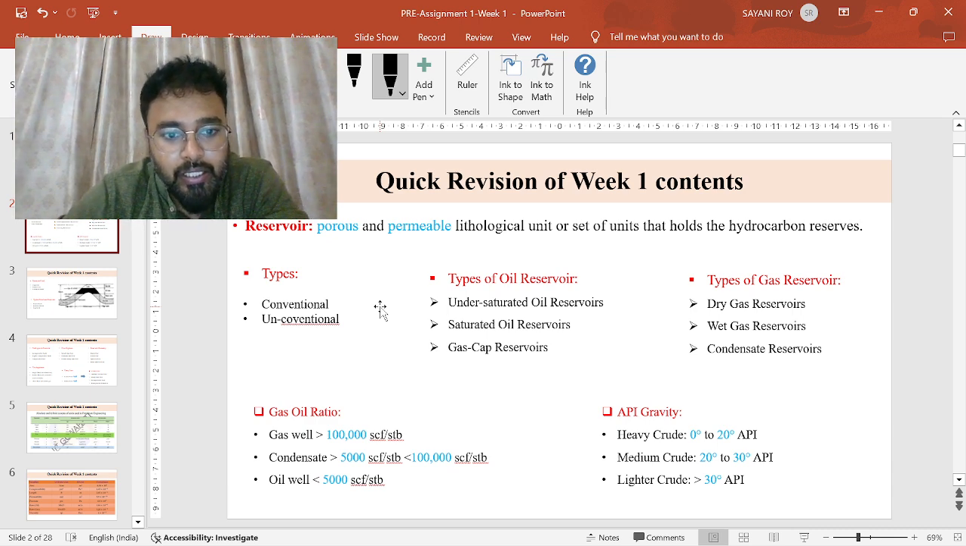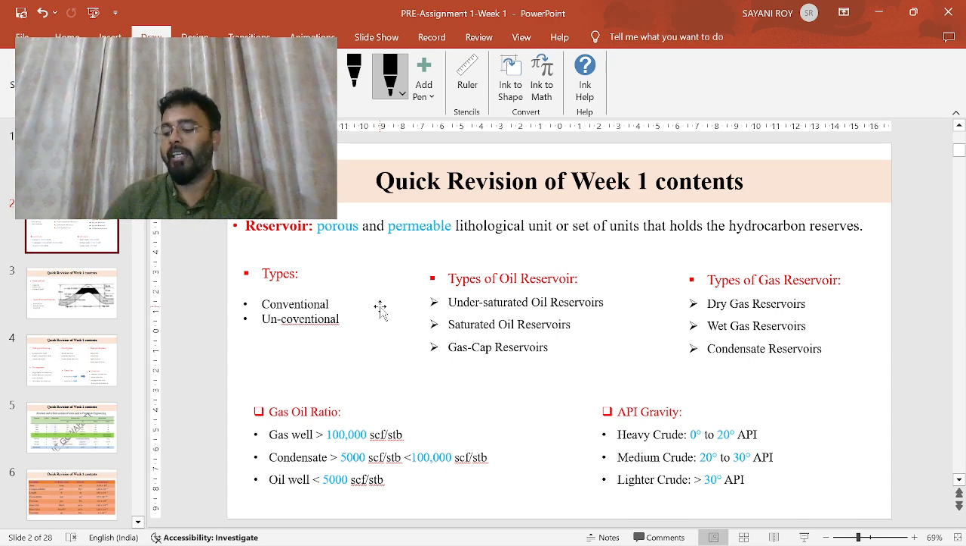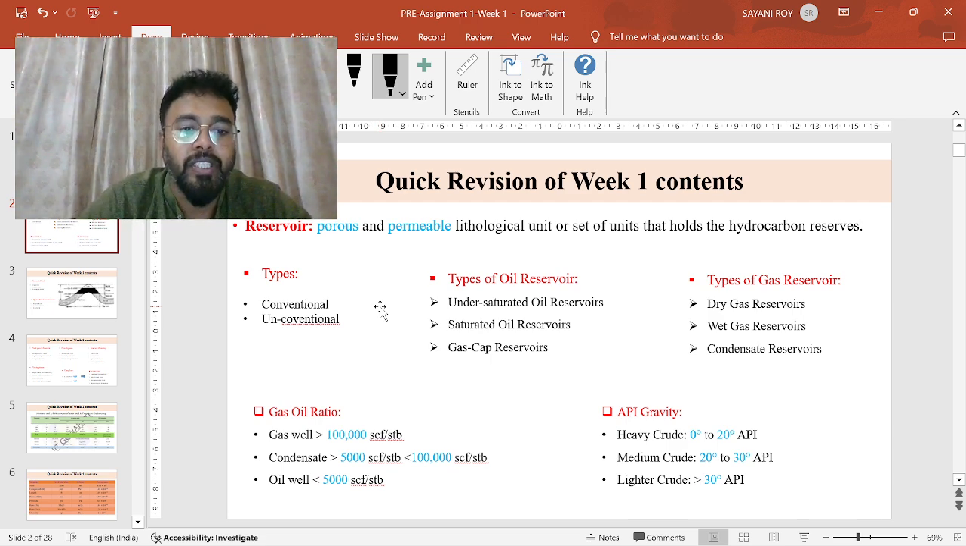This reservoir can be of conventional and unconventional type. Conventional reservoirs are those which have a permeability of around 100 to 1000 millidarcy. Permeability is measured in darcy or millidarcy, and porosity is measured in percentage. In field units, permeability is mainly measured in millidarcy. So above 100, or above 50, we can say it is conventional. But when the permeability is very low, in the range of 0.1 to 1 millidarcy, or 0.1 to 0.5 millidarcy, then it is called an unconventional reservoir.